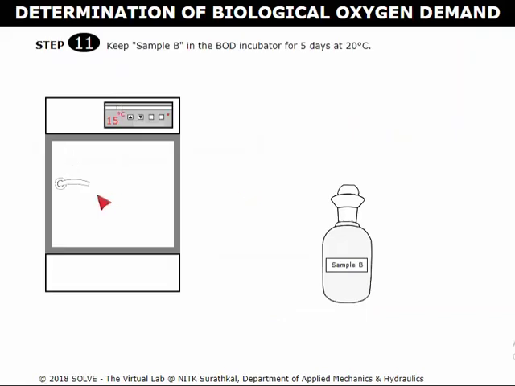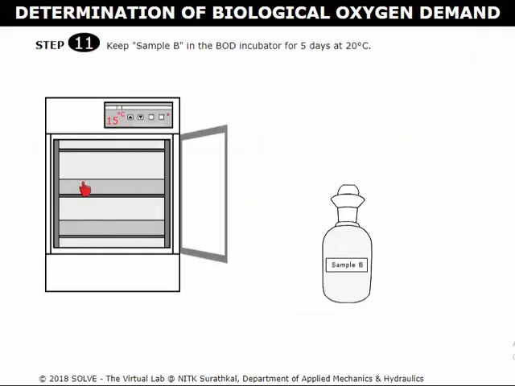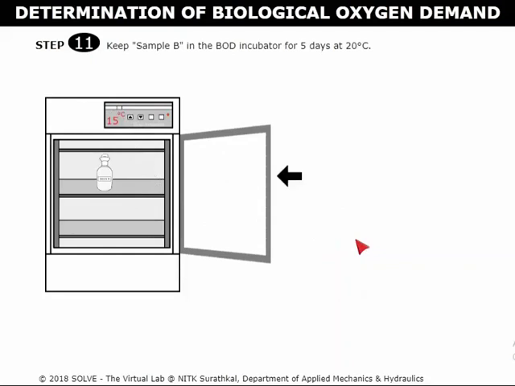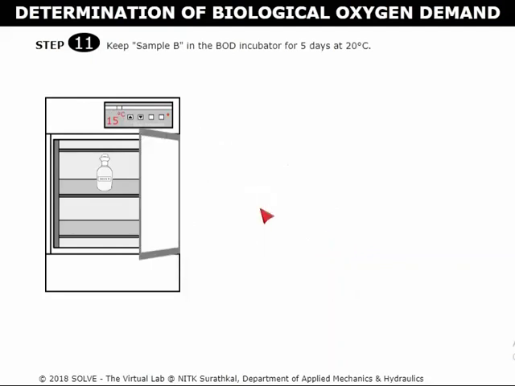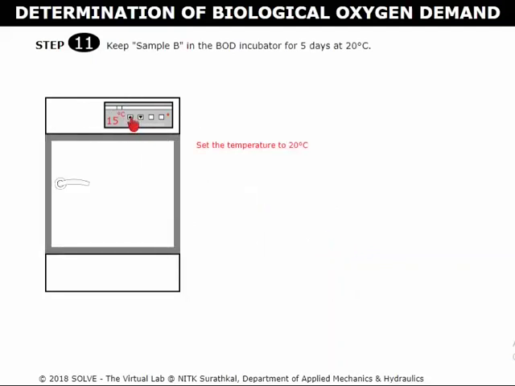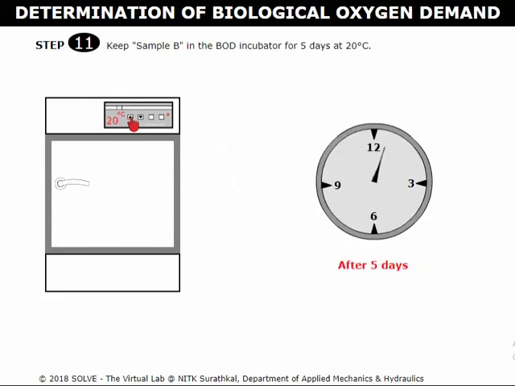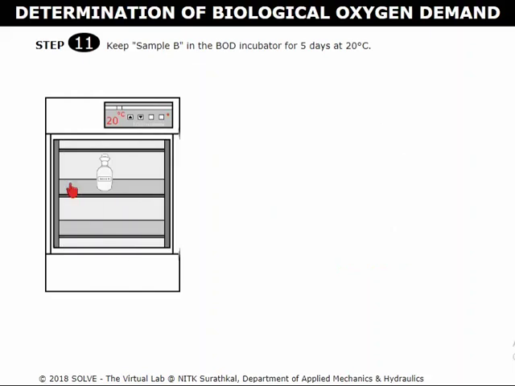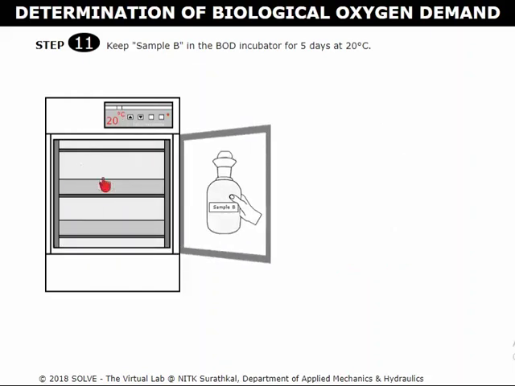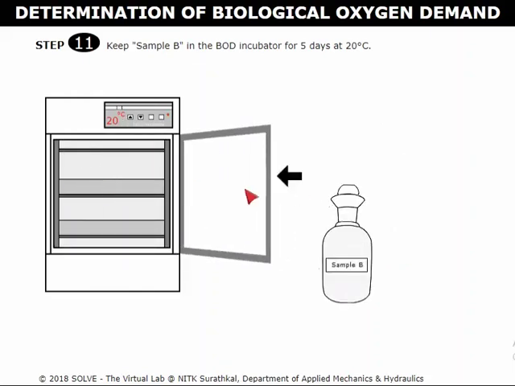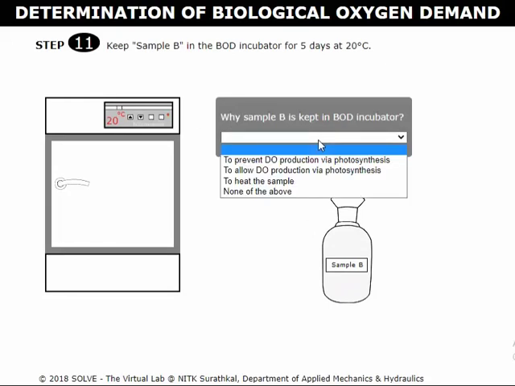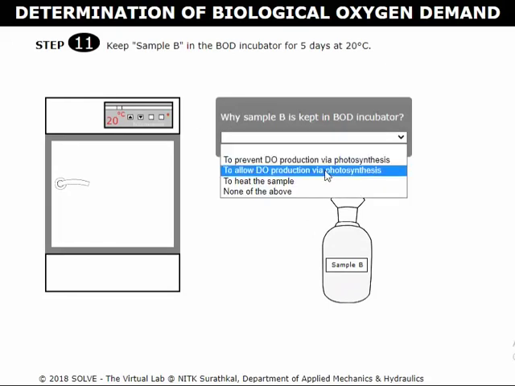Now for sample B, click here to open the door of the incubator. Click on sample B to place it in the incubator. Close the door and adjust the temperature to 20 degrees Celsius and let it stay in the incubator for 5 days. Click here to open the door and click on the sample to remove it from the incubator. Close the door. Select the correct answer for this pop-up question to proceed to the next step.